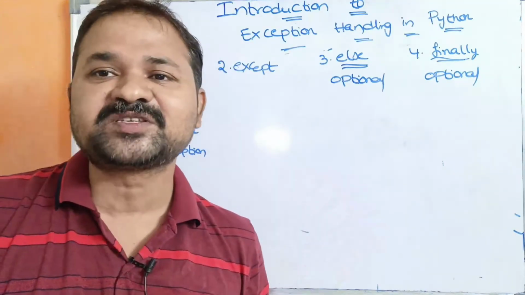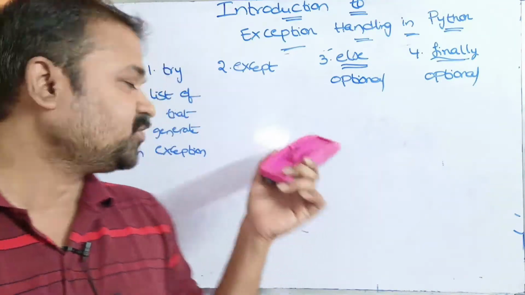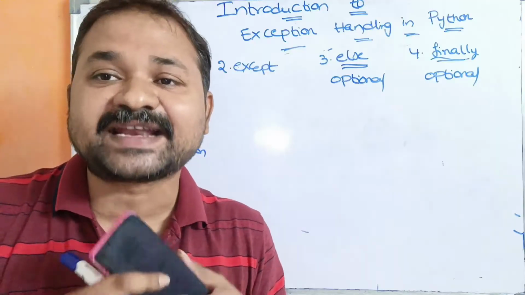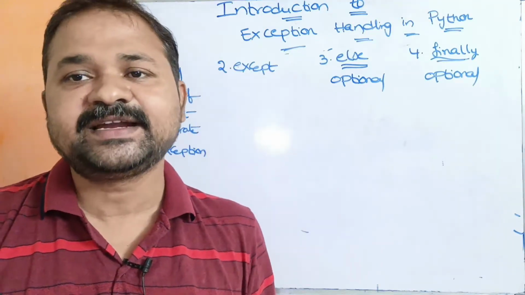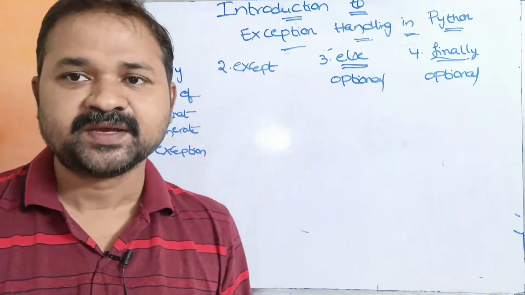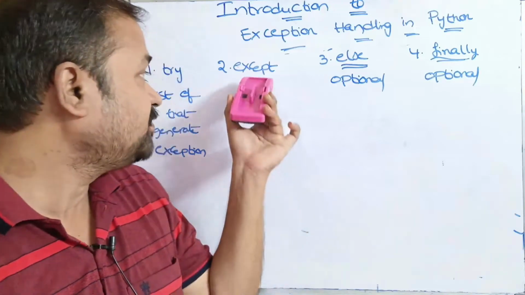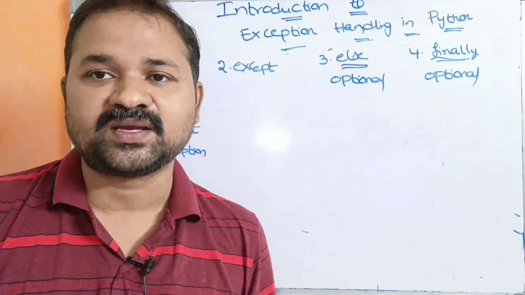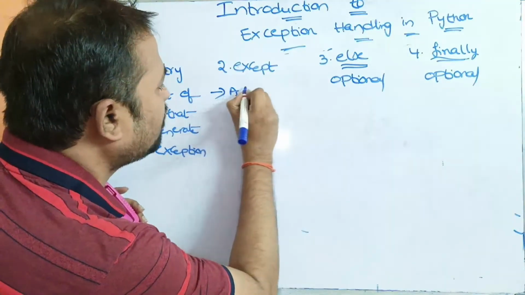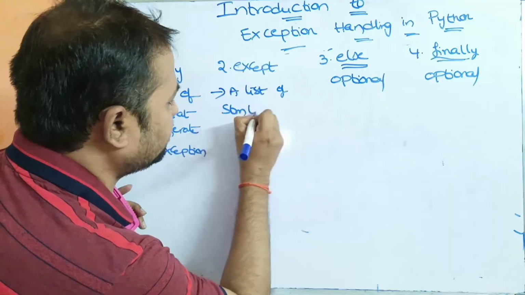If there is a possibility of an exception by executing a statement, then we need to place those statements in the try block. Whenever an exception is raised in the try block, that exception will be thrown to the except block. So whenever there is an exception in the try block, it will be thrown to the except block. The except block contains a list of statements that handle the exception.